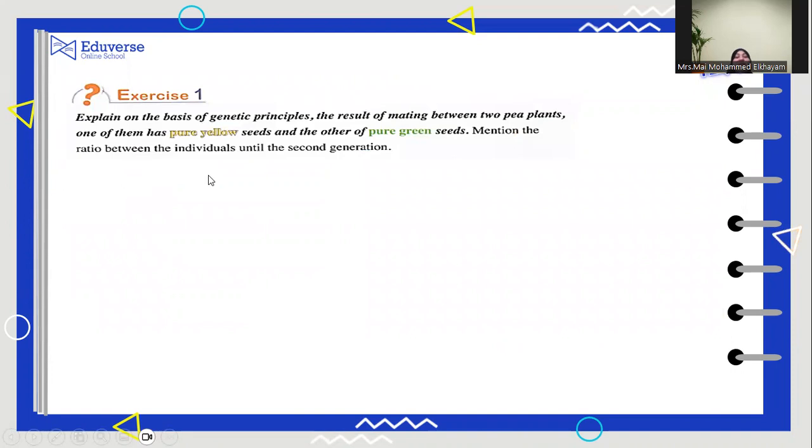Exercise 1. Explain on the basis of genetic principles the result of mating between two pea plants. One of them has pure yellow seeds and the other pure green seeds. Mention the ratio between them. Please pay attention. Here we're going to cross them with each other. I have the parental generation. What is it? Pure yellow and pure green. Which one is dominant? The pure yellow. So it is Y capital, and put them with each other. This is one of the parents, crossed by Y small.